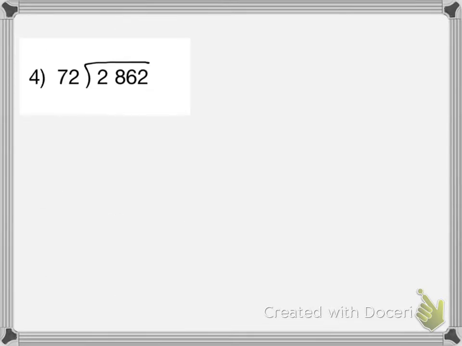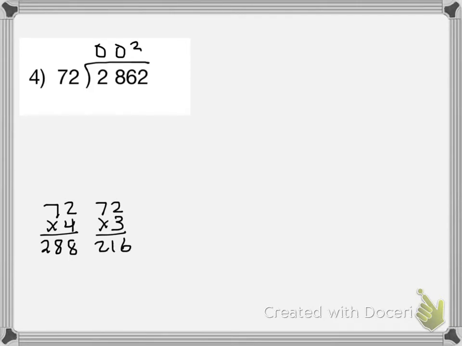Let's try one more. We have 2,862 divided by 72. So we can't make any groups out of the 2 or the 28. We may be able to make 4 groups because I know 70 times 4 is 280. So let's try 72 times 4. And it's too big. So we're going to do 72 times 3. 288 is just over 286. Right, so it goes in 3 times.